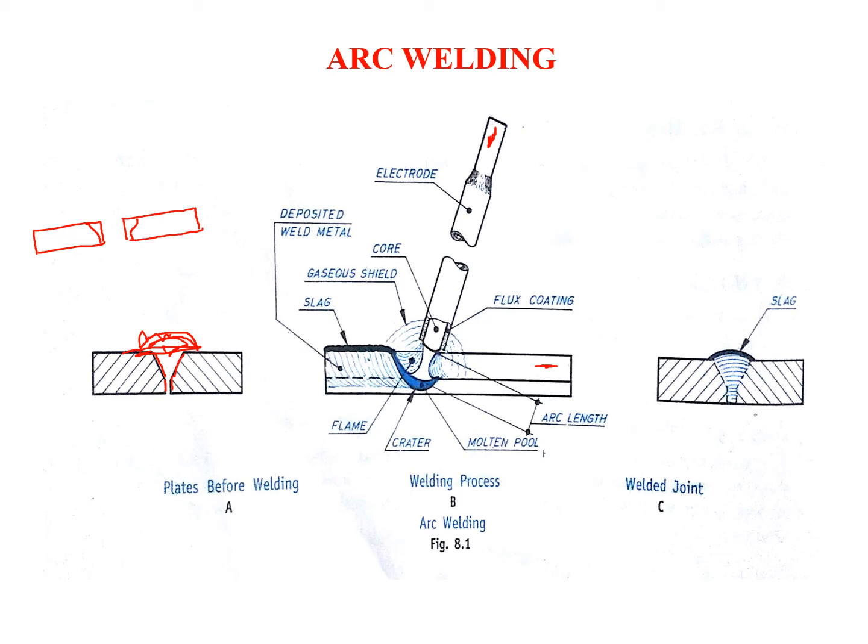In figure B, we can see the different parts in an arc welding process. These are the two materials which are supposed to be welded. This is called the electrode. This is the flux coating. So we have a coating on the electrode, and we have different types of electrodes. One electrode has no flux, and it is called a bare electrode, and one more is called the coated electrode. Here this is a coated electrode which contains flux.